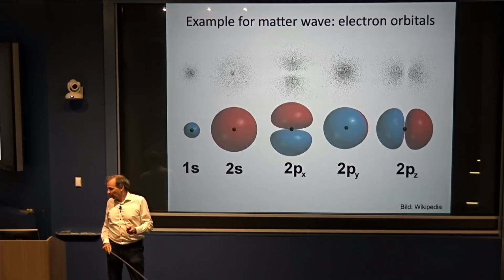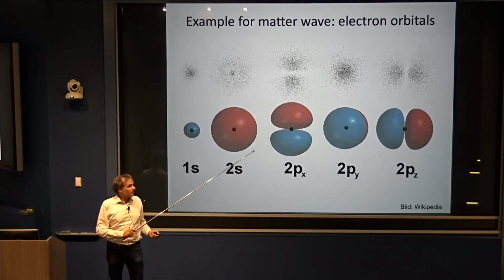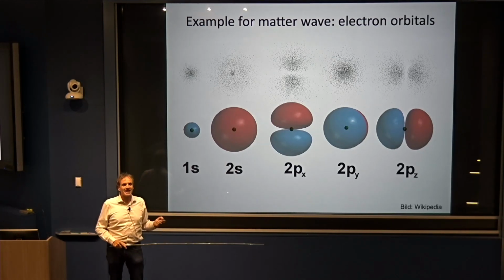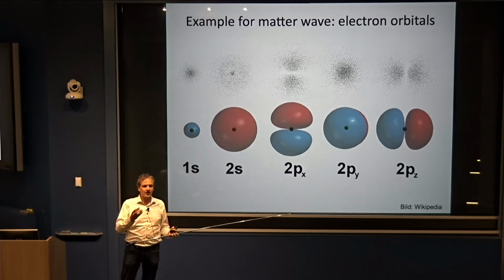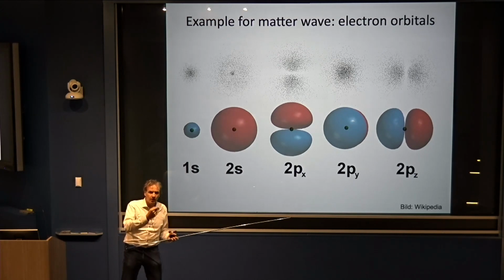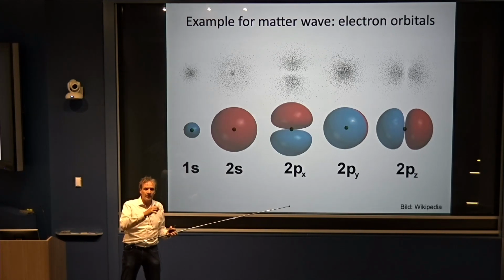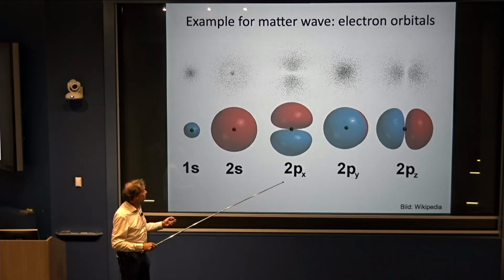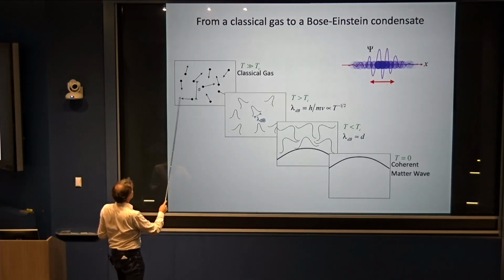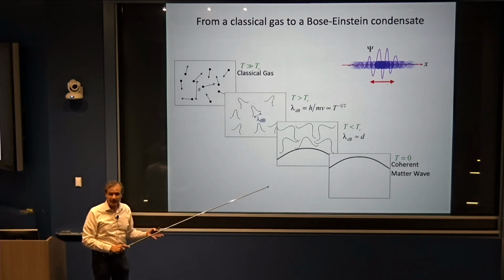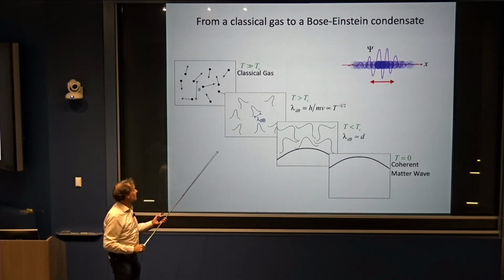But why do we cool our atoms so much? I mean, even at room temperature, your orbitals are pretty good matter waves of electrons. Well, we want not matter waves of electrons, we want matter waves of the atoms themselves. So the position of the actual atom is now given by a matter wave. And so how does this behave? At high temperatures, you have a classical gas, the atoms move about with the speed of sound.